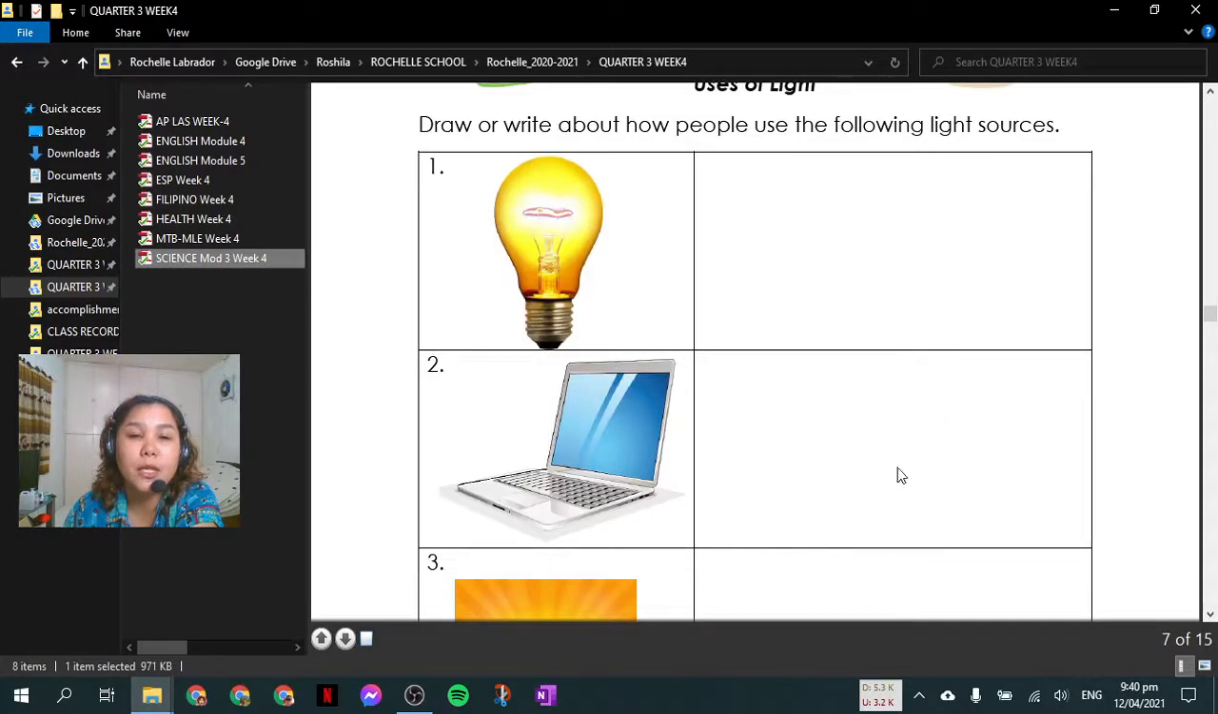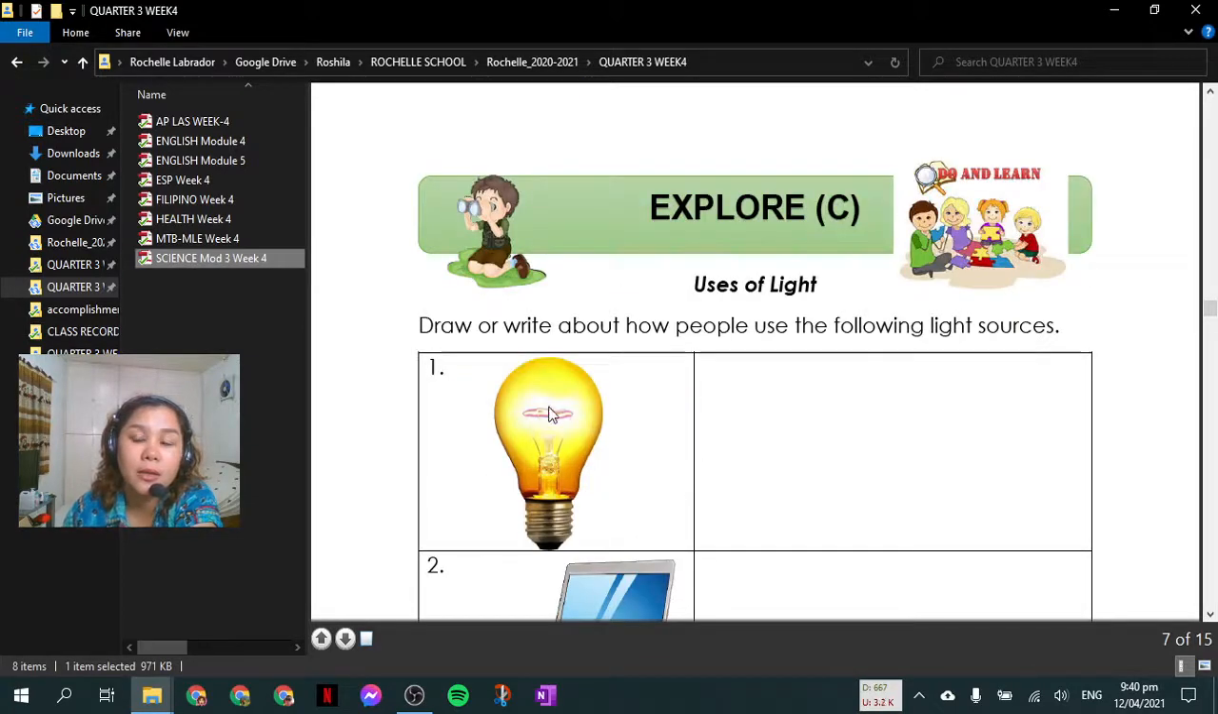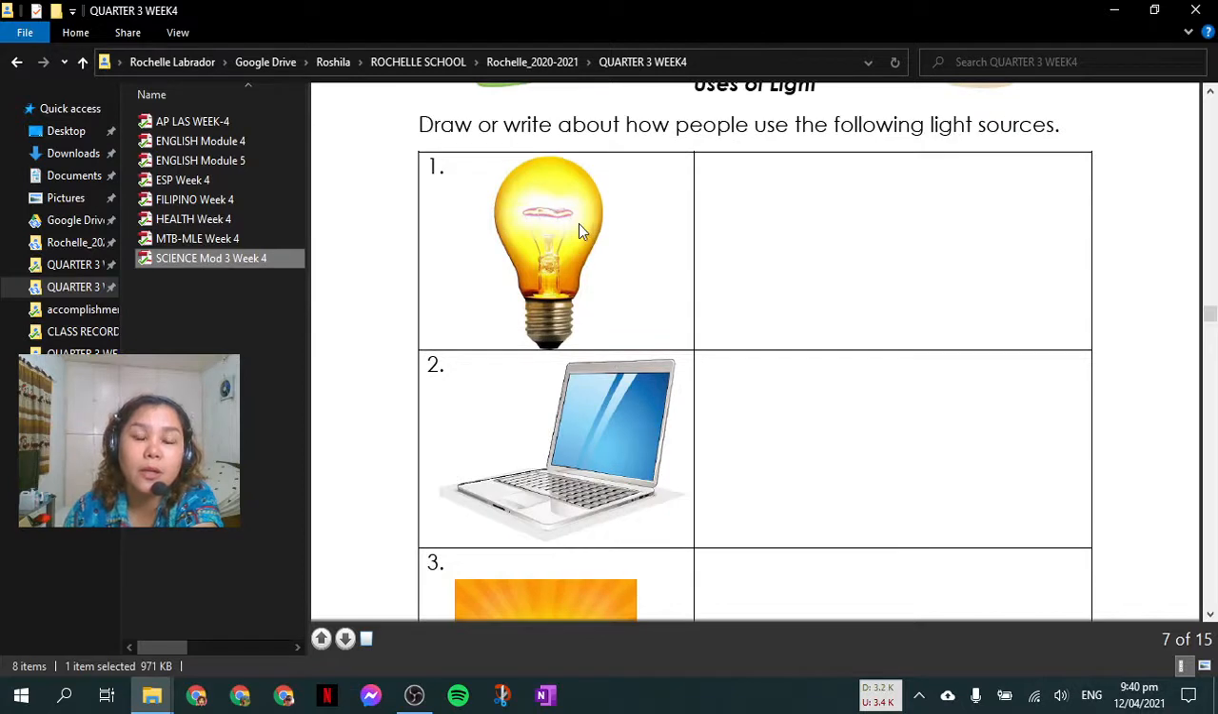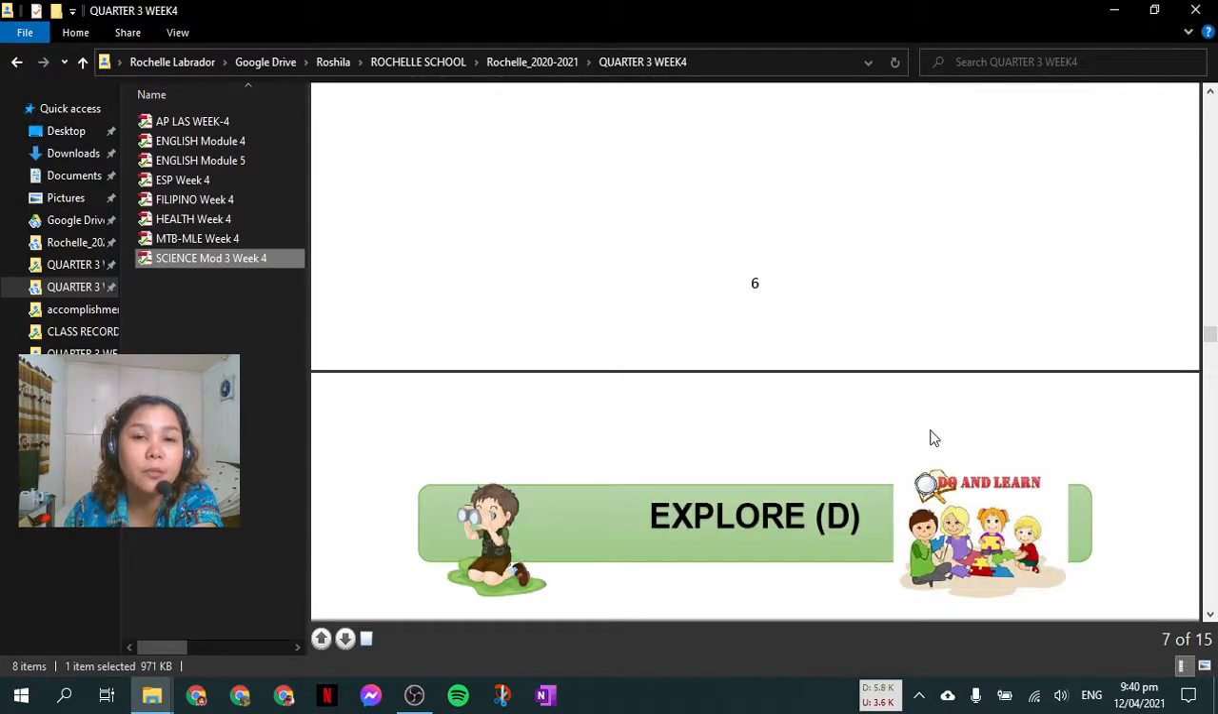Next, explore C. Draw or write about how people use the following light sources. What is the use of this? So, you just use short answers. Ito naman. So, they emit light or light sources na din sila. But how are they useful to us? So, write your answer here. It's from number 1 until number 3.